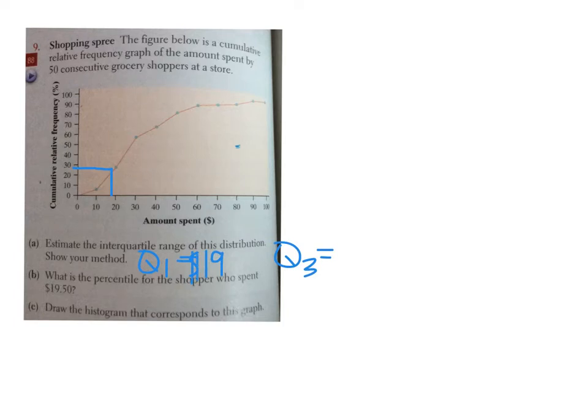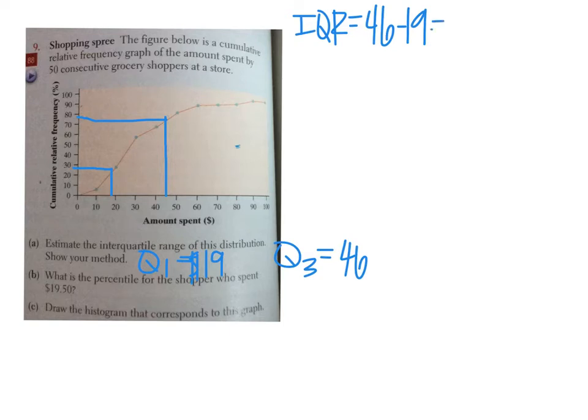Q3 is going to be the 75th percentile. So on the y-axis, I'm going to try to be in the middle of 70 and 80. And then I'm going to go down. That looks to be at maybe 45 or 46. I think your book estimated 46, but it's an estimation. It would be close. So that means the IQR is going to be 46 minus 19, which is going to give me $27. So that would be my best estimation of the IQR.